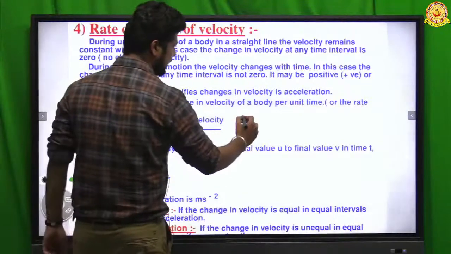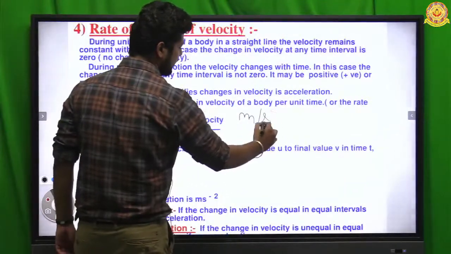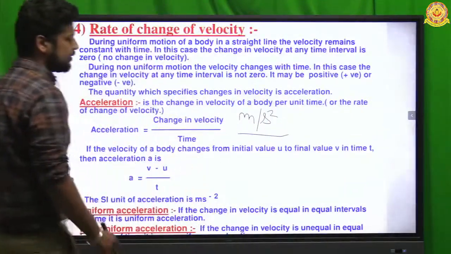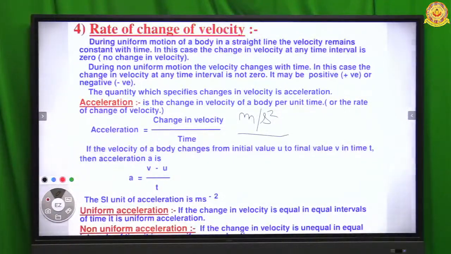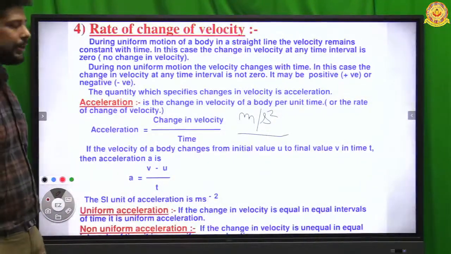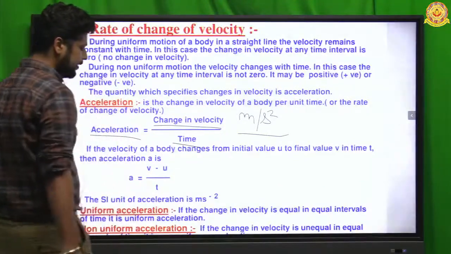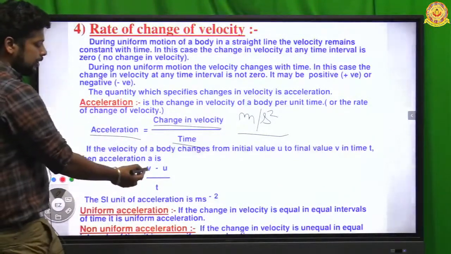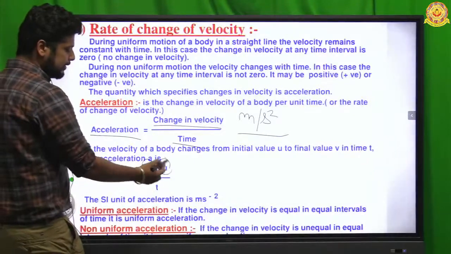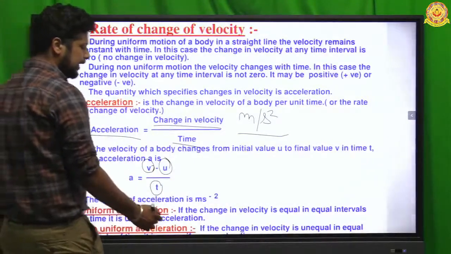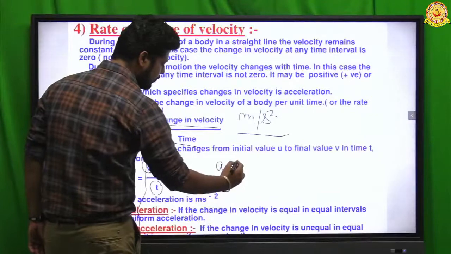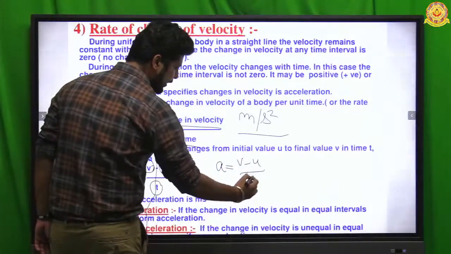SI unit of acceleration is meter per second square. Acceleration is the change of velocity per unit time. So we can write the formula as acceleration is change in velocity upon time taken. Change in velocity is of course final velocity minus initial velocity, upon time. So we got the acceleration formula as a equals v minus u upon t.